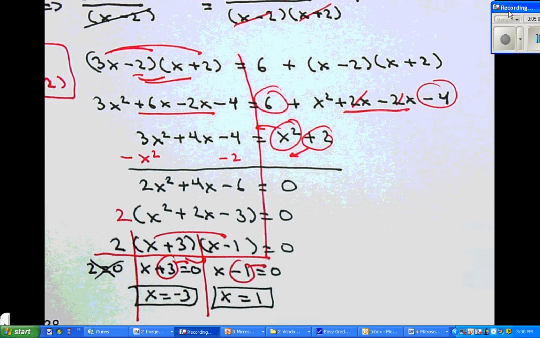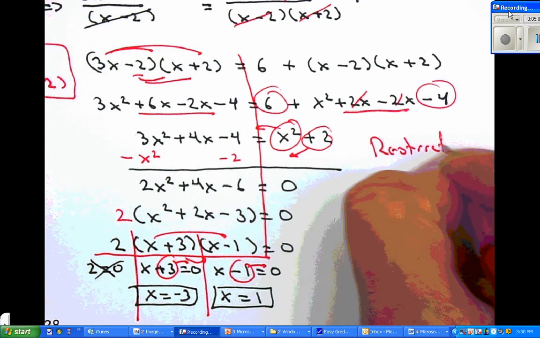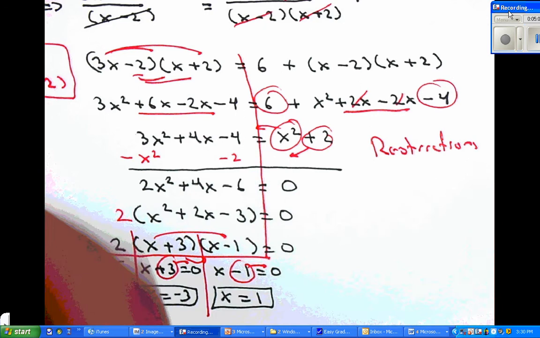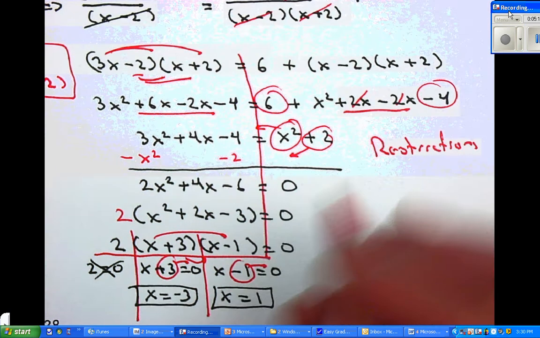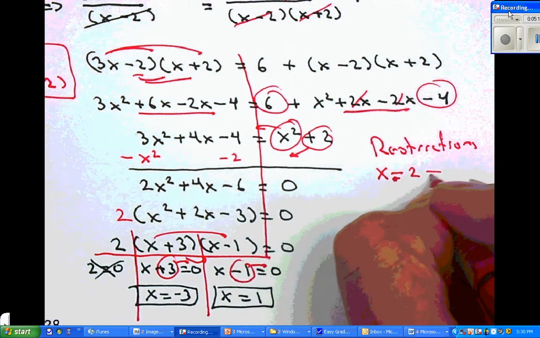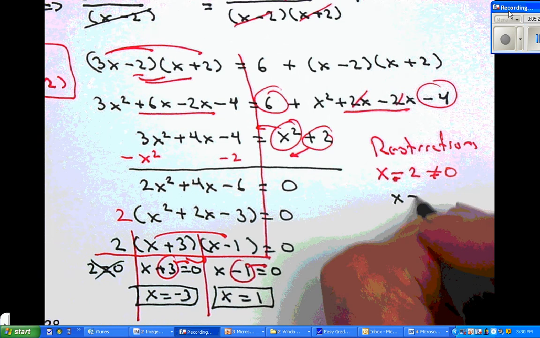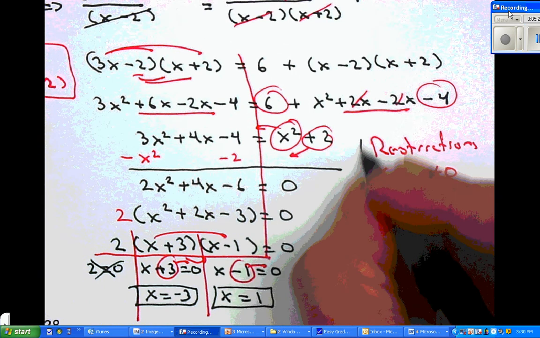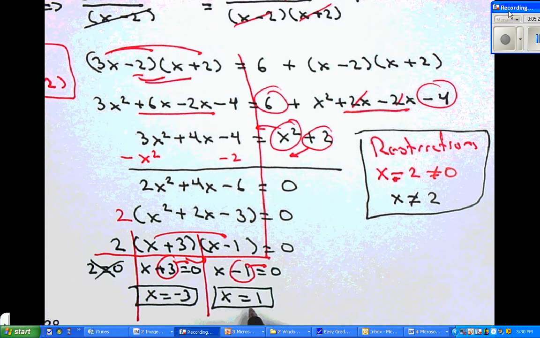Yes, we still need to do our restrictions. Restrictions, we can just do from the LCD. We have x minus 2 cannot be equal to 0. So that means that x cannot be equal to 2, plus 2 on both sides. That's our first restriction. And so far our answers are fine.